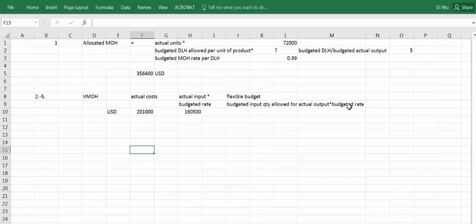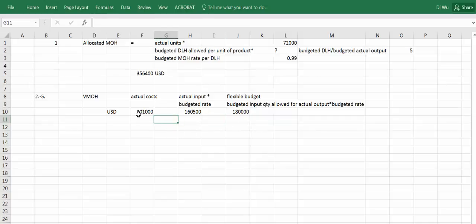Then we have a budget rate, which is for variable manufacturing overhead. You cannot use 0.99 because that's for the total manufacturing overhead, including the fixed and the variable. So we focus on the variable part. We're going to use the same number that we used here, which is 0.5. So that's pretty clear. Let's finish the calculation. We have 72,000, multiplied by 5, which is from question 1, then multiplied by 0.5. So the answer is 180,000.